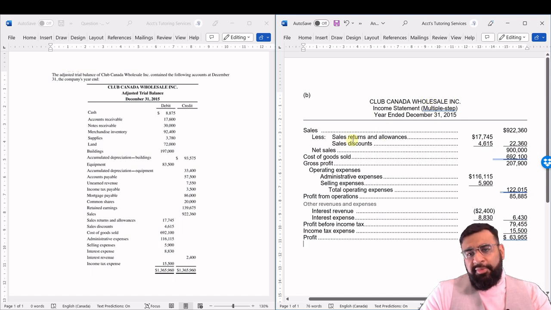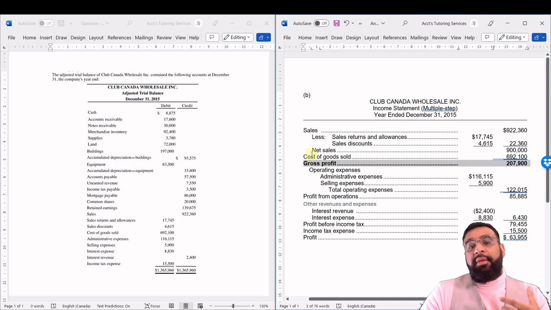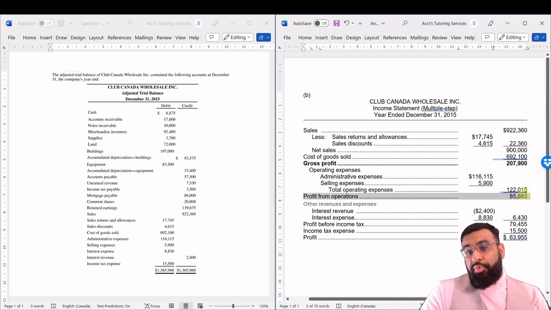So the multiple step income statement is important because we're deriving key variables now. Gross profit is essentially the direct profit of this company, because remember, cost of goods sold is the direct cost of us purchasing the inventory. So gross profit, you could say, is a direct profit. So we want to have enough gross profit to cover our operating expenses and our other revenues and expenses as well. Then our profit from our actual operations, remember, these are our day-to-day operations, is 85,885.